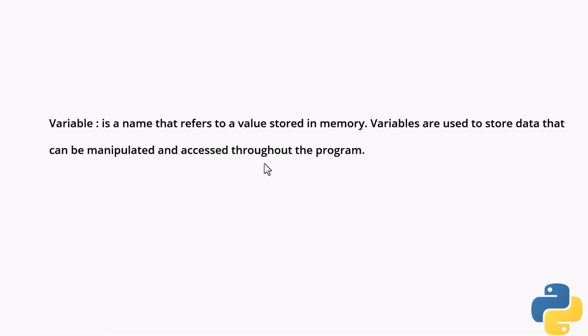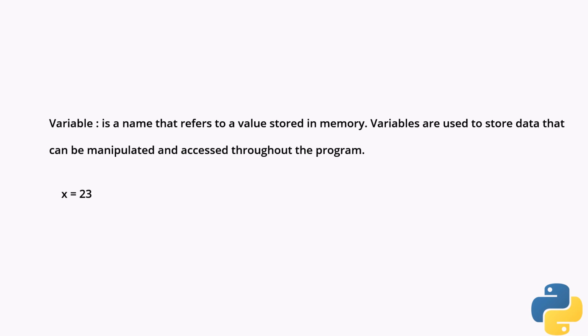In Python, a variable is a name that refers to a value stored in memory. Variables are used to store data that can be manipulated and accessed throughout the program. Python variables are dynamically typed, meaning you don't need to explicitly declare the data type of the variable, unlike in some languages where you have to specify the data type of the variable or the values you are inputting. In Python, the data type is based on the value assigned to the variable.